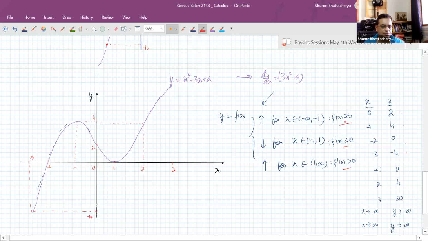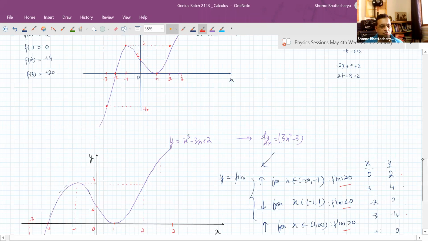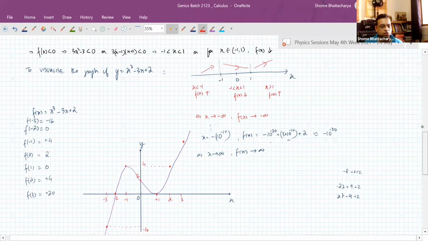But just by using this simple concept that the derivative is positive in an interval where the function is increasing, and negative in an interval where the function is decreasing, you can see we are getting all this information about it. Of course, along with the help of a few values also. But we are getting a basic idea of how the shape of the graph should look. So I'll just scroll up a little bit and take down the key points over here.